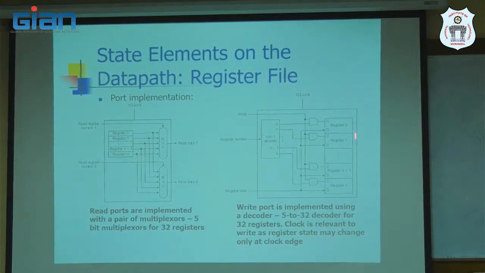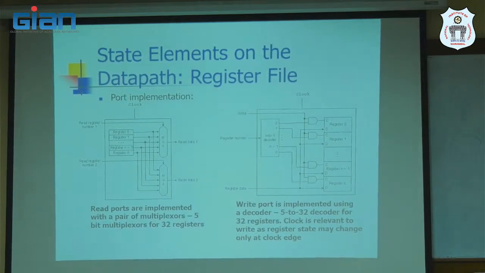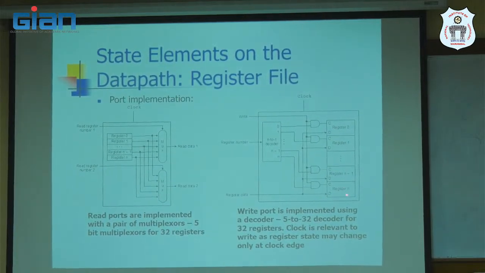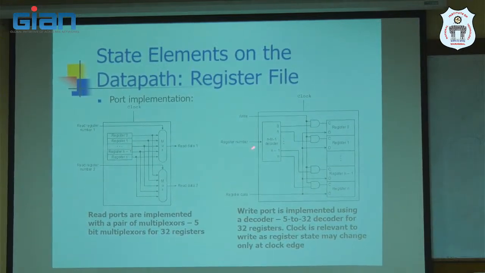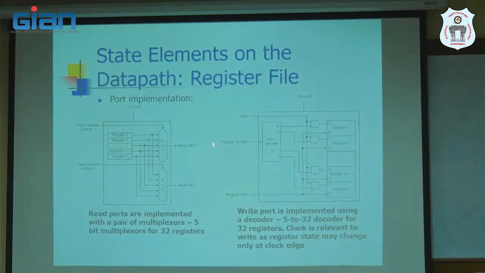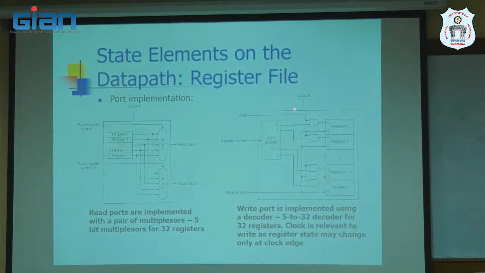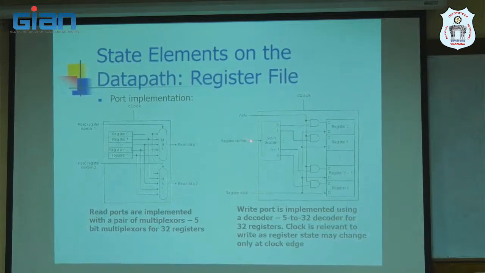Out of these, how many registers are here? 32 registers. We have to select only one register to write. So how do we select which register? Based on this number, which is a 5-bit number. So this will select a decoder output, and one of the decoder outputs is going to be set to 1.